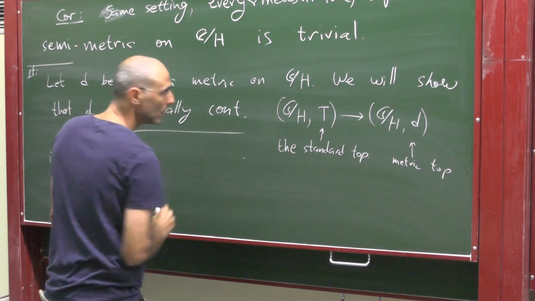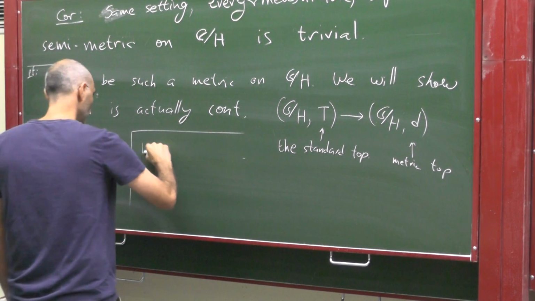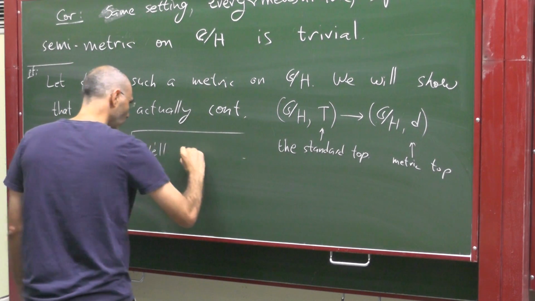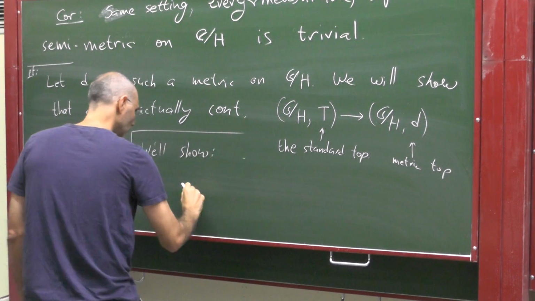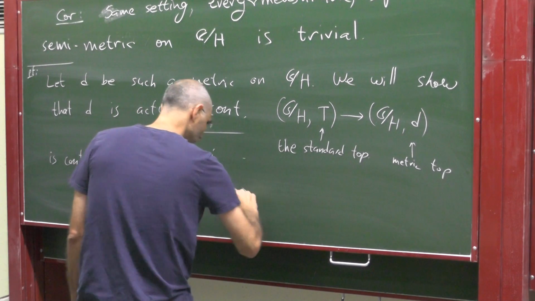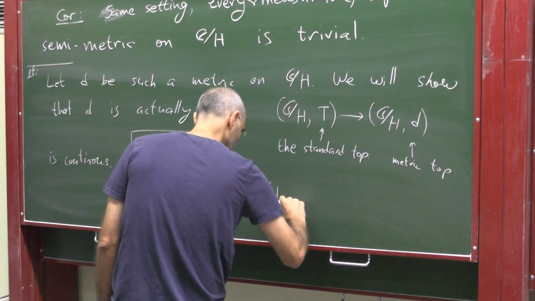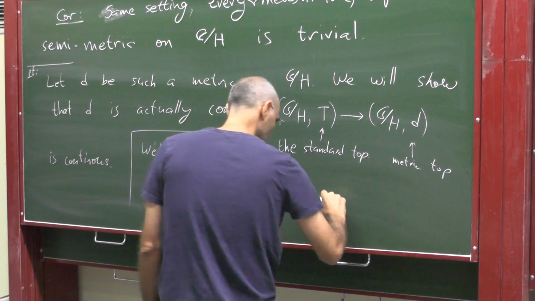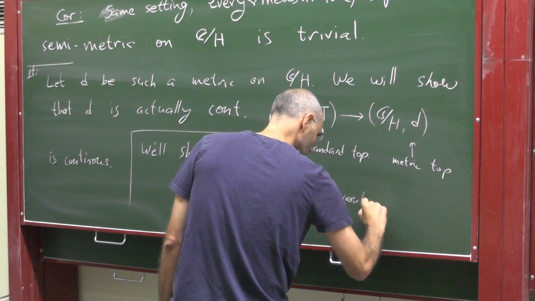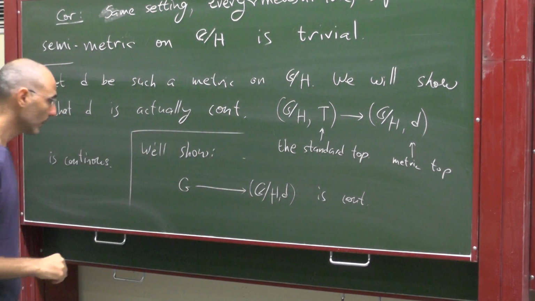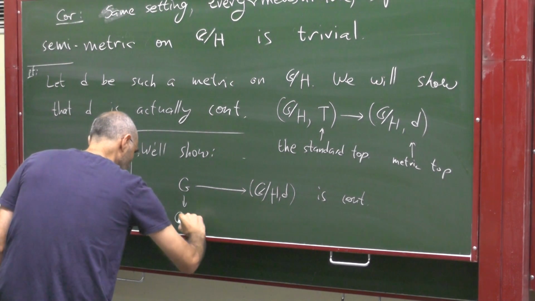Actually, this is one more reduction. We show that the map G to G mod H with D is continuous. And of course, we have the canonical map here.